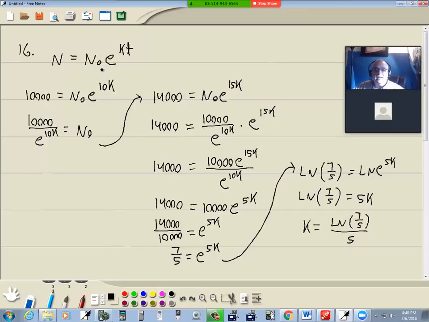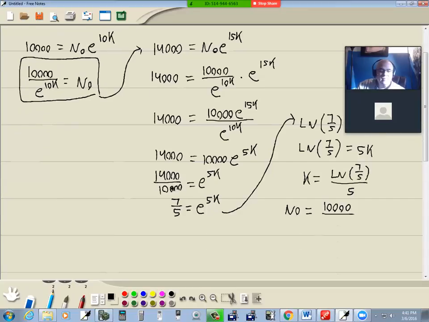Which means that we now know what k is, and then we can go back to this formula right here and find out what n naught is equal to. So we're going to plug that into this right here. So n naught is equal to 10,000 over e to the 10 times k, and k was equal to this. So we'll have natural log of 7/5 over 5.